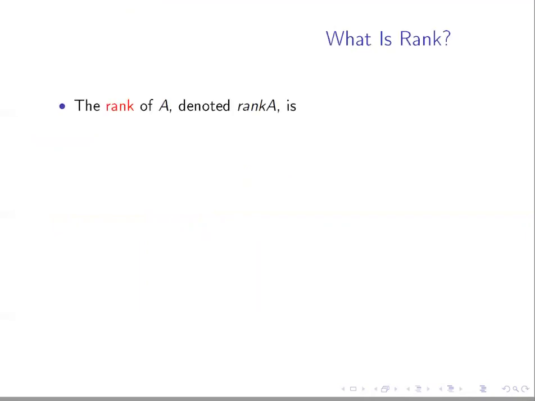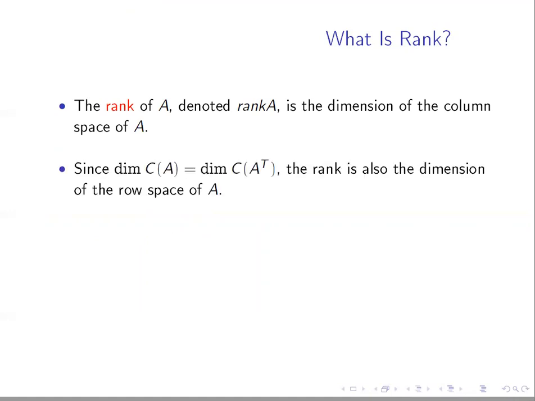Well, rank, denoted rank A, not RA, rank A, is the dimension of the column space of A. Remember, the dimension of the column space is the number of pivots. So we can also think of this, and the number of pivots is also the dimension of the row space. So that's kind of nice.